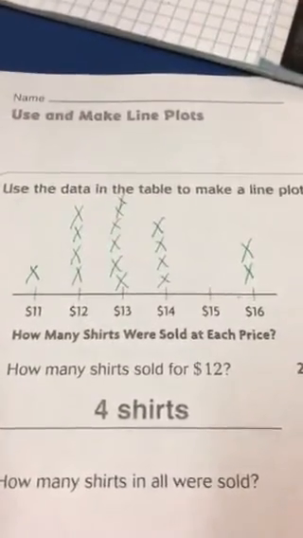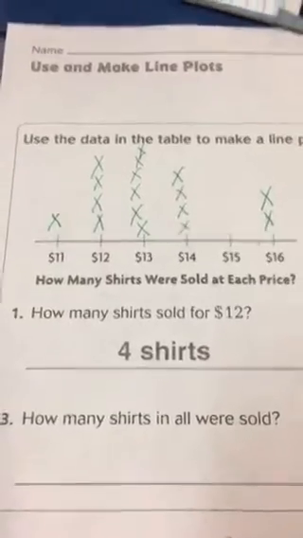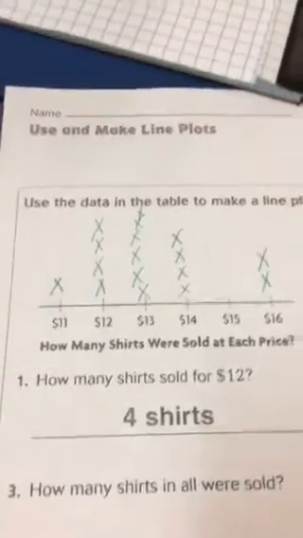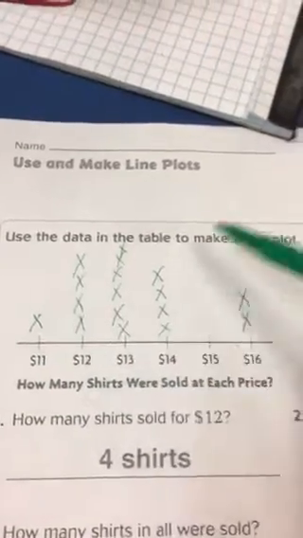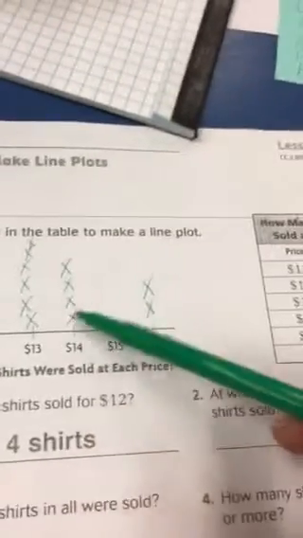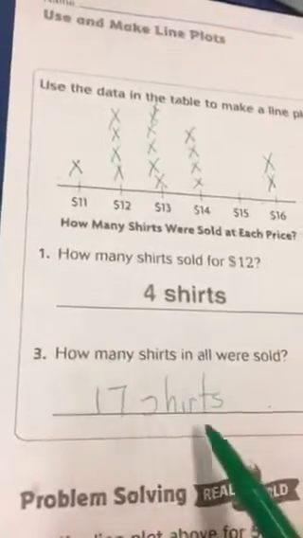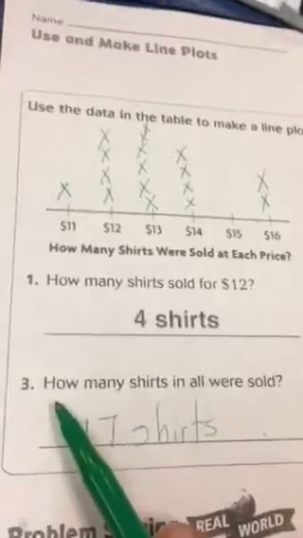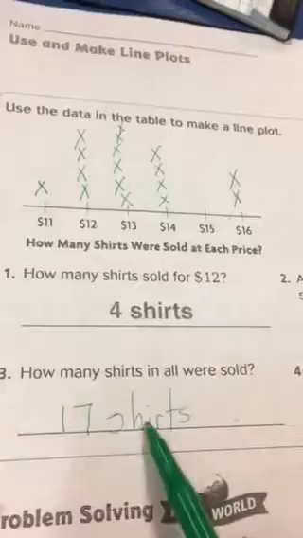All right? How many shirts in all were sold? What do you have to do? Count the X's. How many shirts in all? In all means you're doing what? You're adding. So 1, 2, 3, 4, 5, 6, 7, 8, 9, 10, 11, 12, 13, 14, 15, 16, 17. 17 shirts. And if you go ahead and write the word shirts, it might help you when you're seeing that. Okay, how many shirts in all were sold? 17 shirts, because it'll remind you that they're looking for shirts.